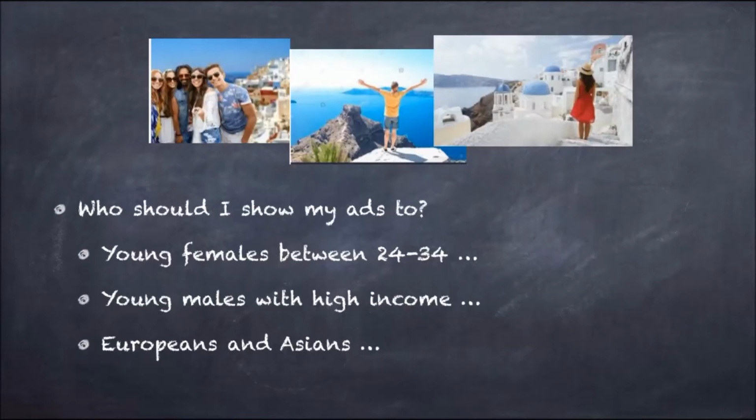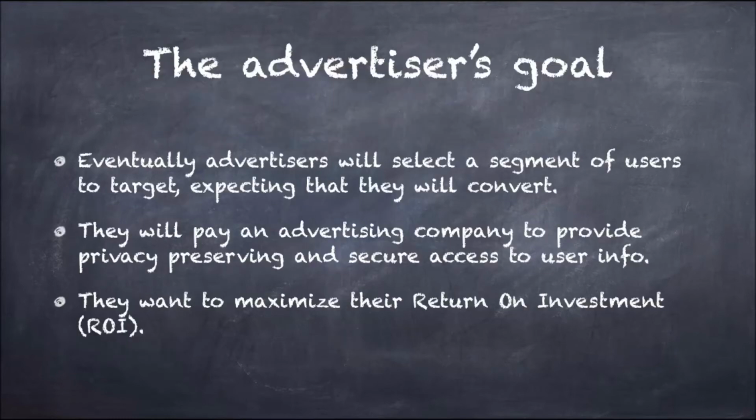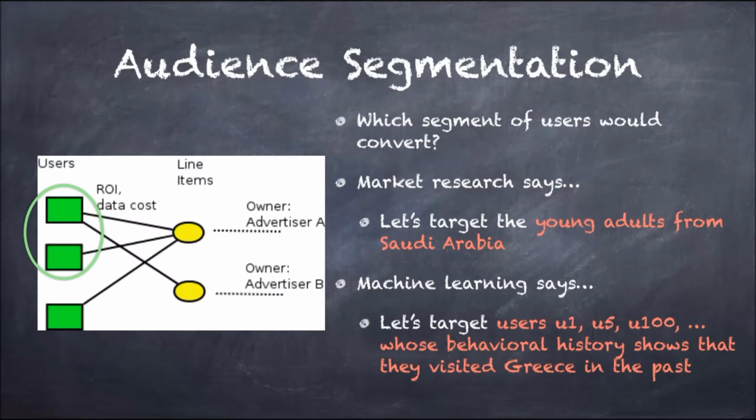So at each of his campaigns he needs to answer the question, who should I show my ads to? Eventually advertisers will select the segment of users to target expecting that they will convert. Of course that is coming with a certain cost, hence they want to maximize the return on investment. Audience segmentation is all about finding which segment of users will most probably convert.